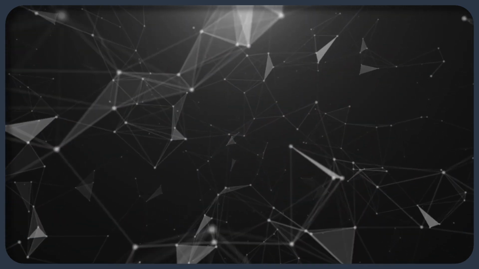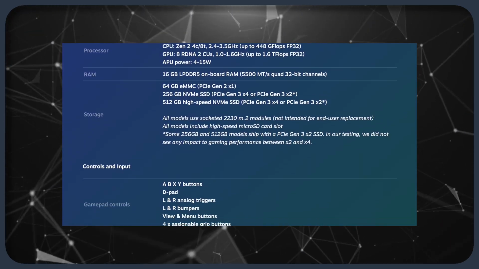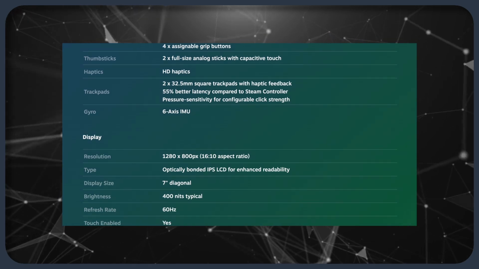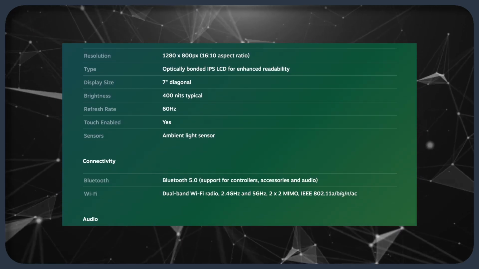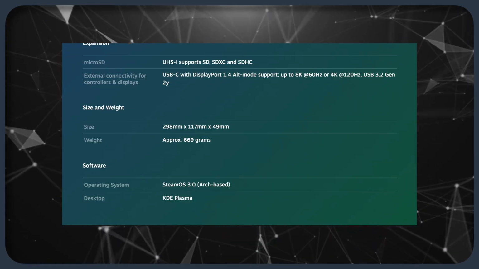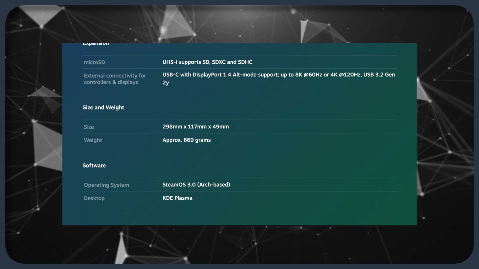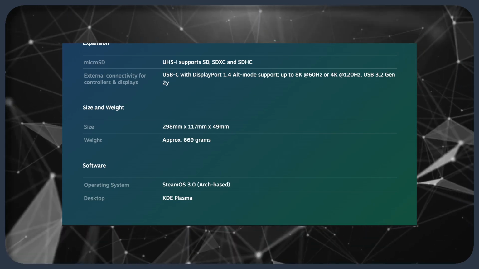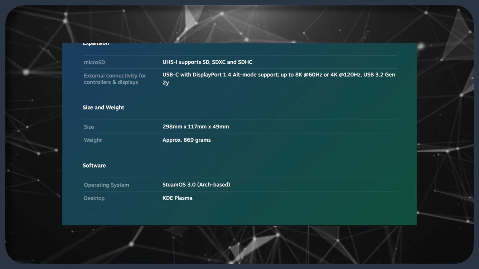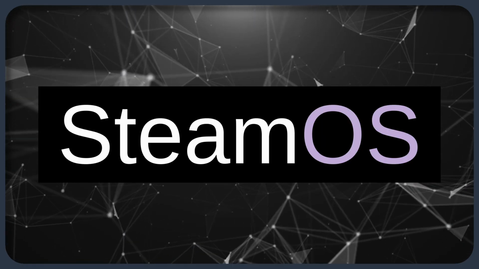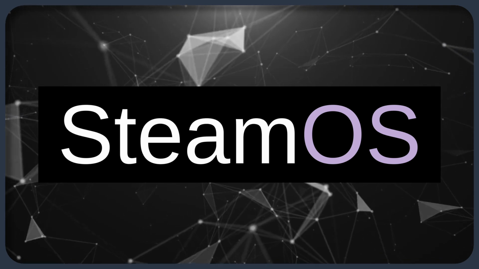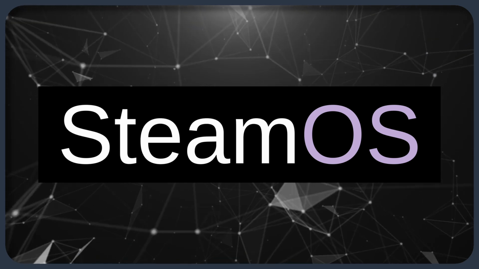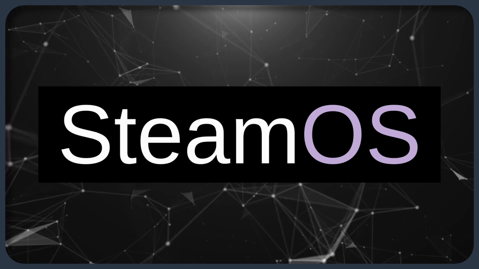But before I get ahead of myself, let's take a look at the spec sheet for the Steam Deck on the official website itself. As we can see, the operating system is called SteamOS 3.0, and it's an Arch-based distribution, and the desktop is KDE Plasma. To briefly summarize things, SteamOS is just the name of the particular Linux distribution, which is indeed the operating system that the Steam Deck is using.